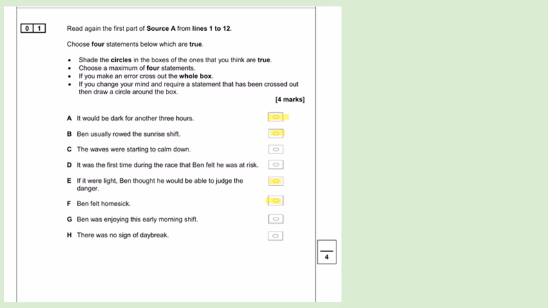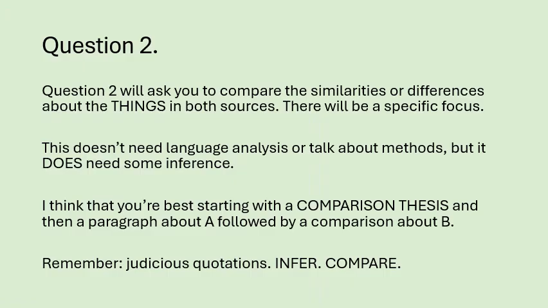We also know that there's some in here that are quite tricky. Right at the end, we're told that he sees a blue hue, for example, so there must be some daybreak. And then some are obviously total opposites. Lovely. So we're now on to question 2.